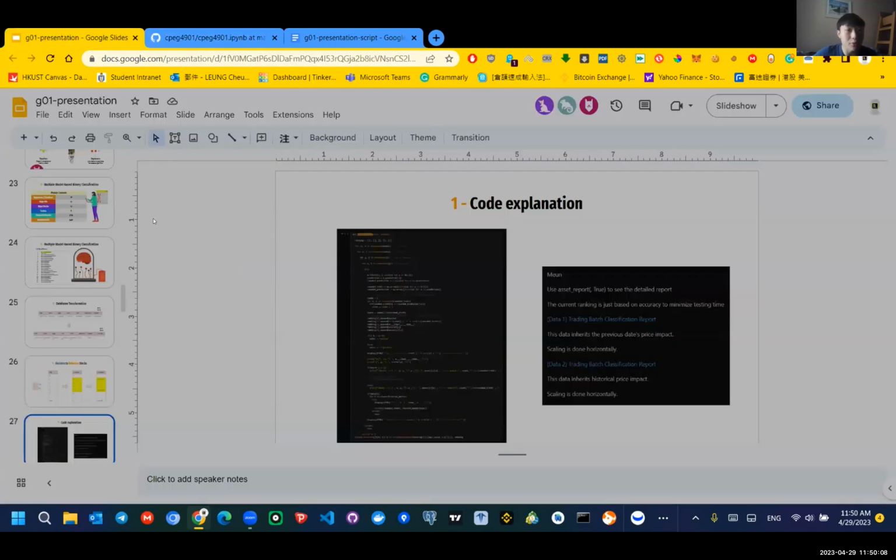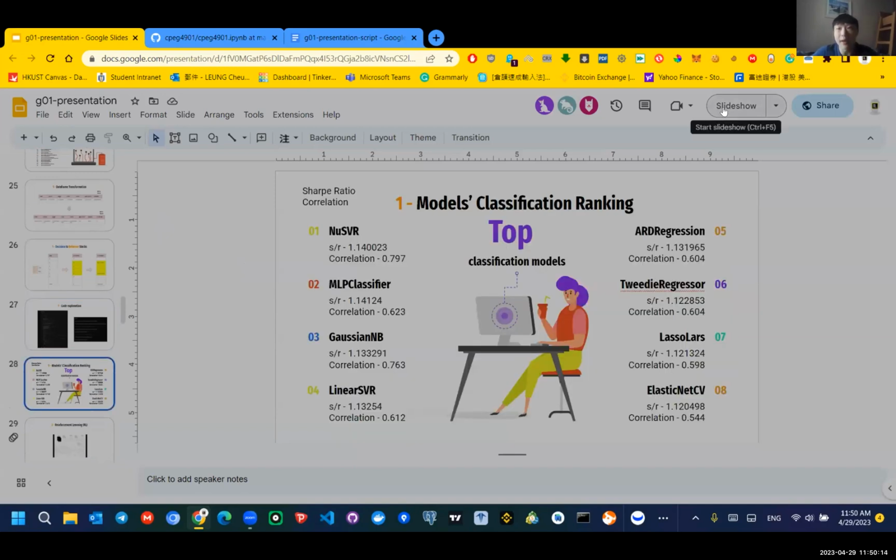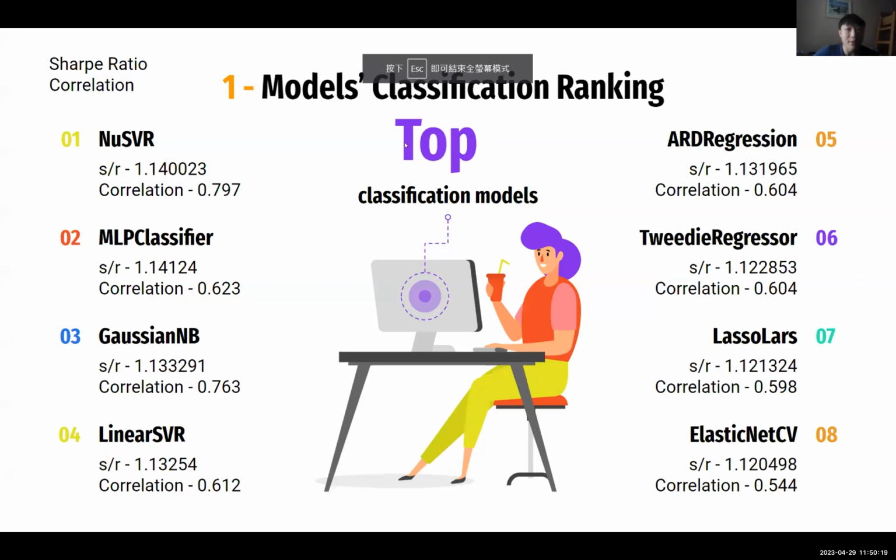You may need to refer to the result in this slide for a detailed overview. You can see that those are the top 10 classification models we found after our experiment. The annual SVR and the MLP classifier are the top 2 models, and all of the models are already calculated based on the Sharpe ratio and the correlation. After that, let me pass my time to Marco for his explanation.